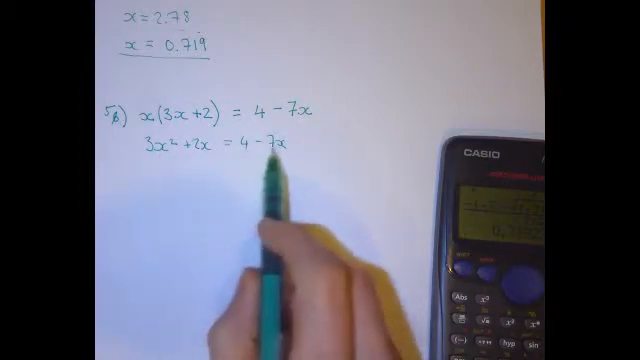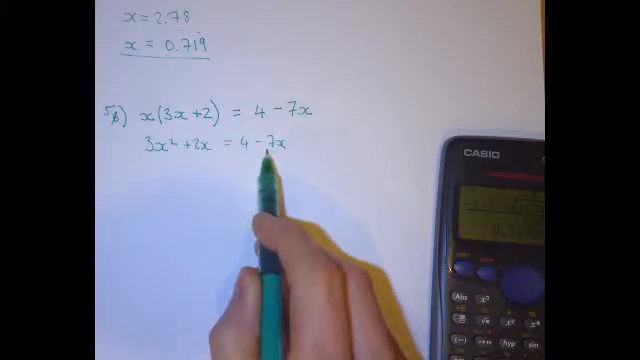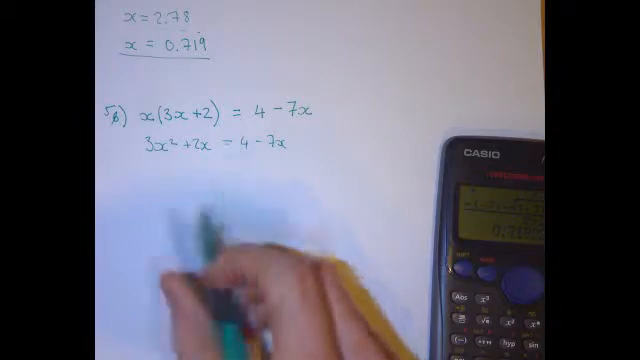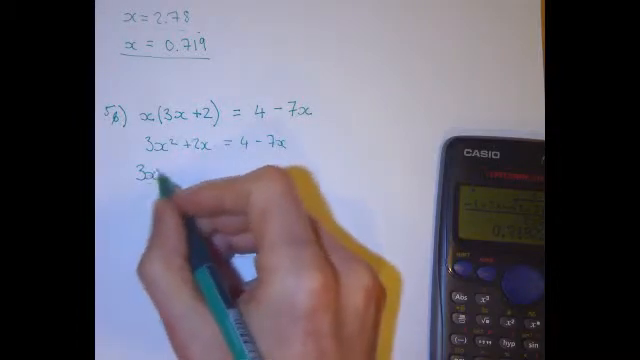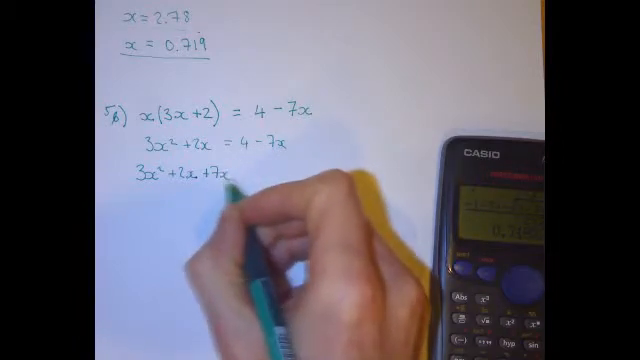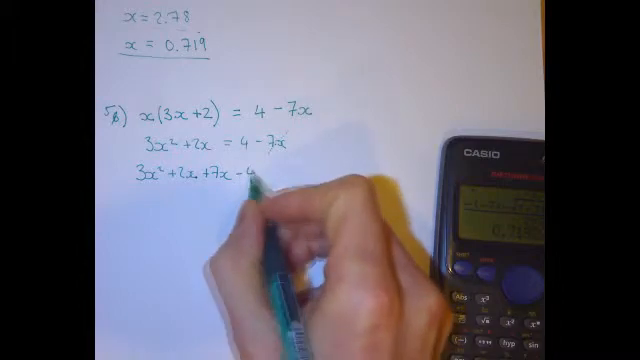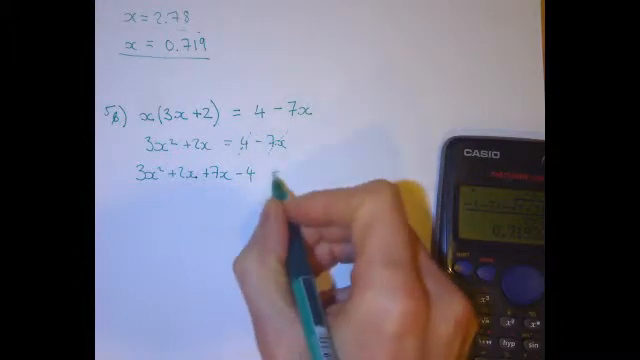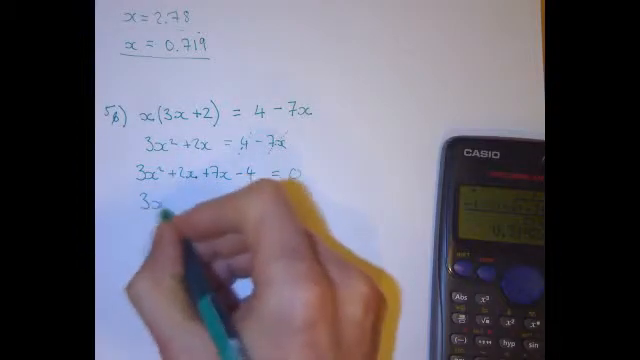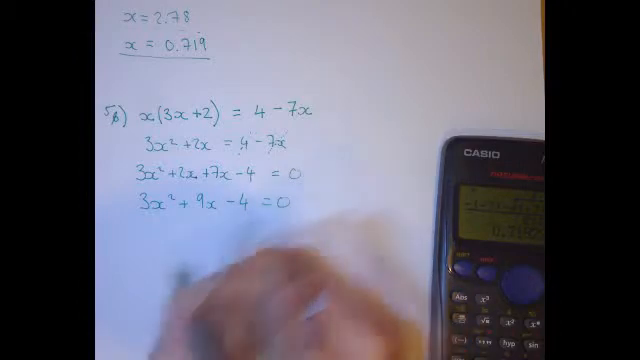Still not looking like a quadratic in the way we'd normally see it. I need to get it equal to 0. To do that, I need to add 7x to both sides and take 4 from both sides. So 3x squared plus 2x is what it is. Now add on my 7x. That's effectively cancelled out that one there. And now subtract 4, which cancels out that one there. So that would be equal to 0. Just tidy that a little. 3x squared plus 9x minus 4 equals 0.